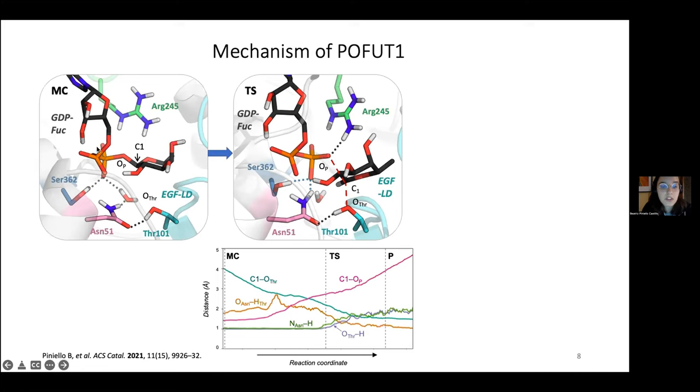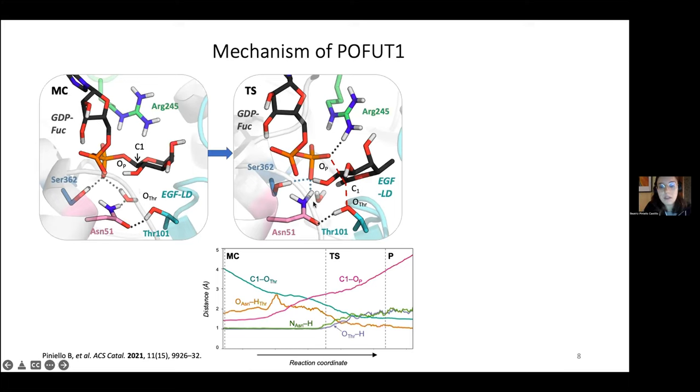We can also see that this arginine in the active site is now interacting with the oxygen to accommodate the negative charge that is forming. Another interesting feature is that the proton from the threonine is still attached to the threonine. It has not yet been transferred, but this interaction with the asparagine is kept. There is a difference in the asparagine, though, because now it is interacting with the phosphate, which was not the case before.